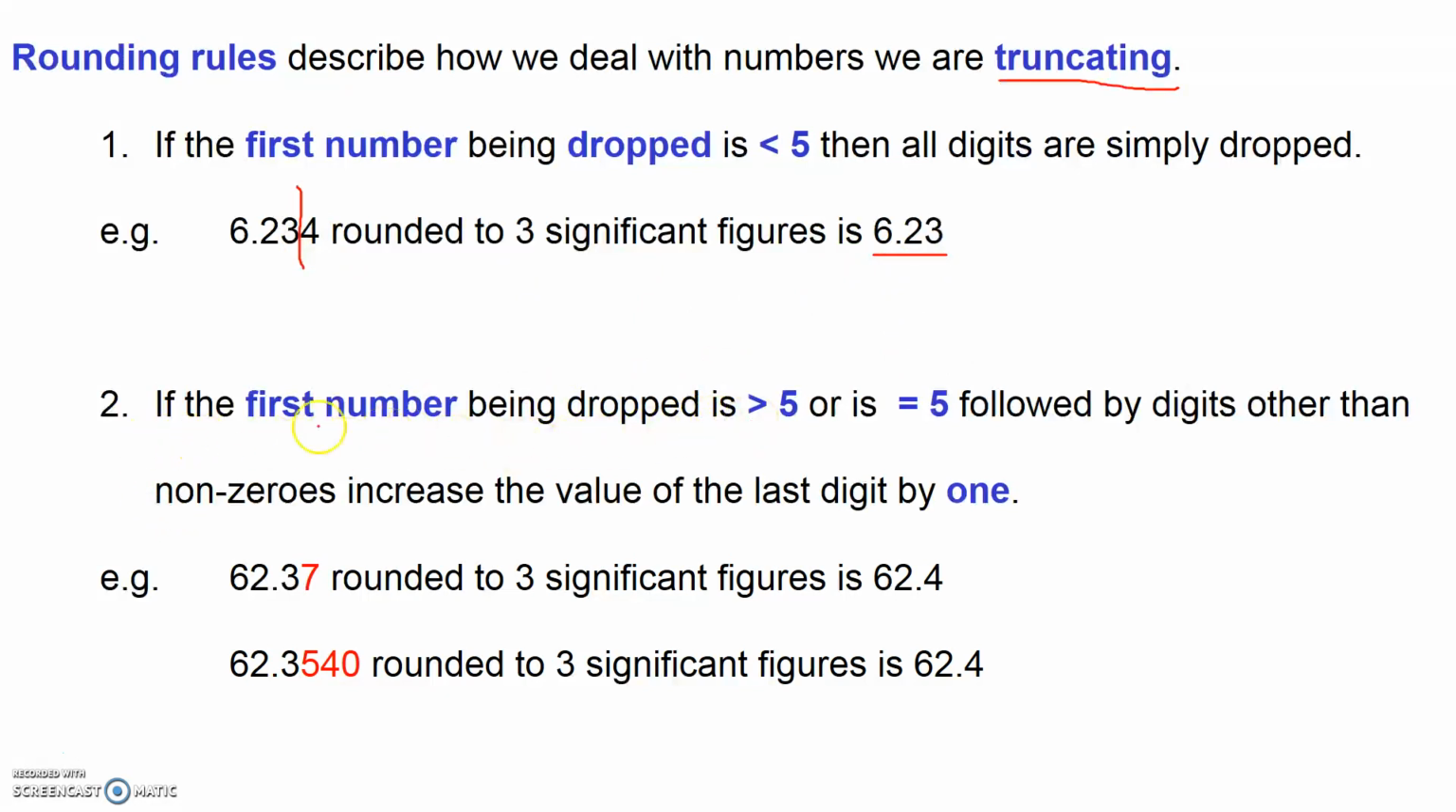My second rule is that if the first number being dropped is greater than 5, or is equal to 5 followed by digits other than zero, so basically 5 and a bit, then I'm going to increase my last value by 1. So here I want to cut this off at 3 significant figures. 7 is bigger than 5, so I'm going to take this up to 62.4. Here's another example. I want to cut this off to 3 significant figures. I've got a little bit more than 5 following the 3, so the 3 gets bumped up to a 4. The important thing to keep in mind is we either leave the last digit alone or we increase it by 1, but we never decrease our last digit by 1 or any other number.